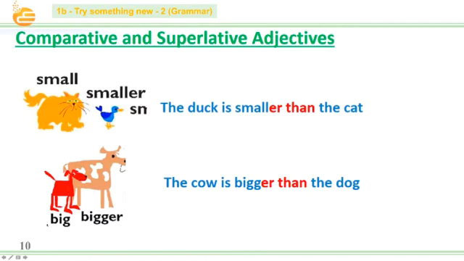Let's see here. The dog is smaller than the cat. We add ER to compare between two things. Here, the cow is bigger than the dog. Don't forget double G. Bigger than the dog.